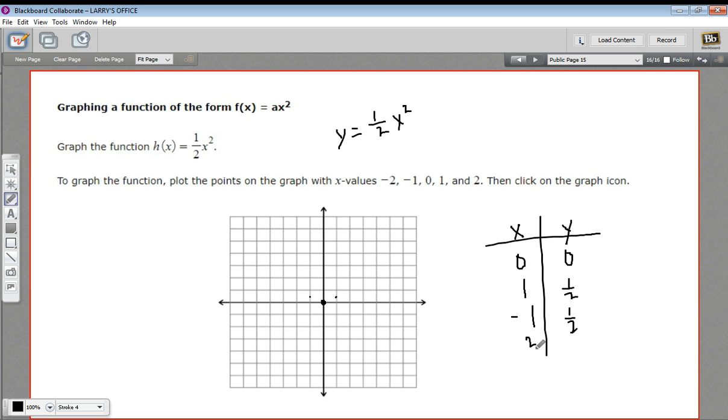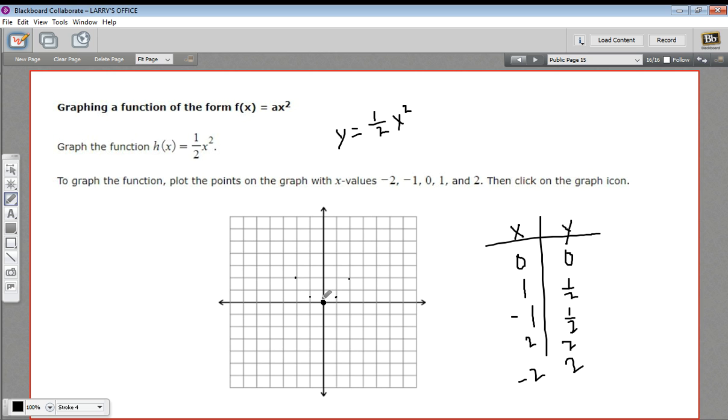And then if we put in 2 and negative 2, we're going to have a similar outcome. 2 squared is 4 times 1 half is 2. Negative 2 squared is positive 4 times 1 half is 2. So we have the points 2, 2, and negative 2, 2.